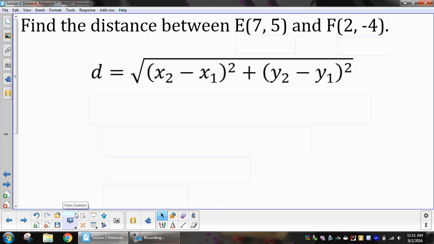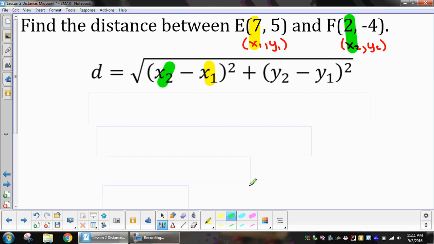So I've written the formula again. I'm going to find the distance between points E and F. That's the same as finding the length of segment EF. I recommend writing underneath one of the points x1, y1, and right underneath the other one x2, y2. So now all I have to do is plug the numbers into the appropriate spot. I'm calling 7 x1, so 7 will go here. I'm calling 2 x2. That goes there. Calling 5 y1. That goes there. Calling -4 y2, and I'll plug it in there.